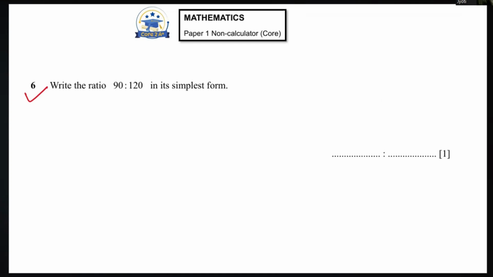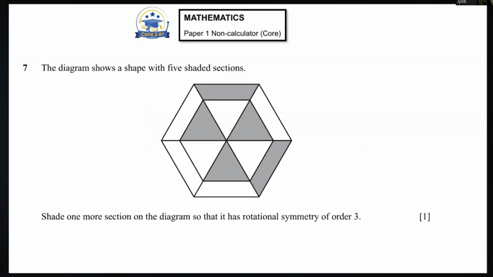Write the ratio 90 is to 120 in the simplest form. So this is a very easy question, and you all know we can convert it into fraction form. First of all, cancel the 0 by that 0 and we can simplify by 3. We divide by 3: 3 times 3 is 9, 3 times 4 is 12. And we can write it again in 3 to 4 form. So that's your answer. Good.